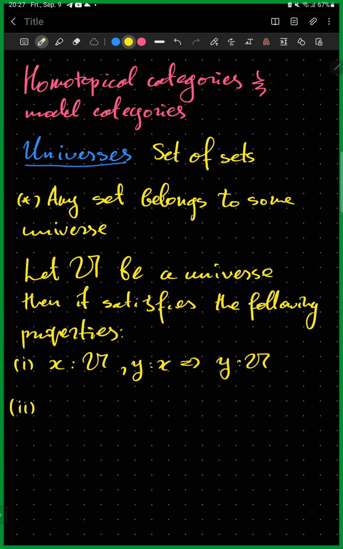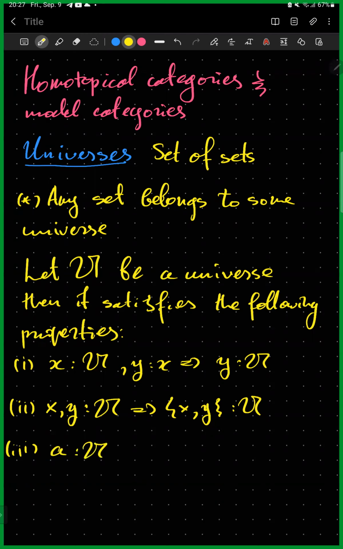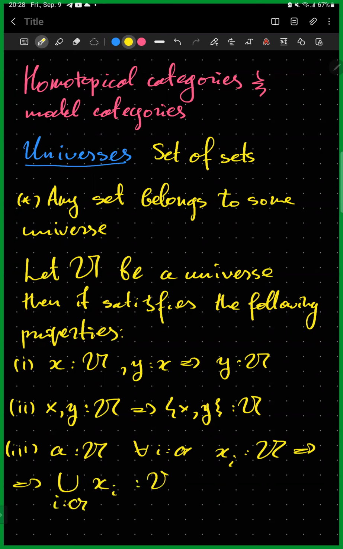Also, universes should be closed under basic set theoretic constructions. So if we have X and Y, two elements of a universe, it implies that the two element set formed from X and Y also belongs to the universe. Another set theoretic construction which we need is taking a union of elements of a universe. So assume that A is an element of a universe, and for any i in A, X sub i also belongs to the universe. This implies that the union of all X_i's is also an element of the universe.